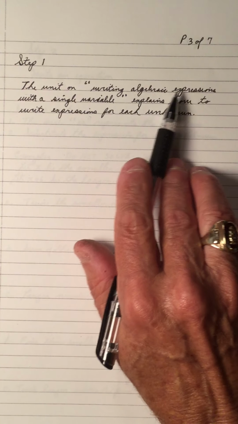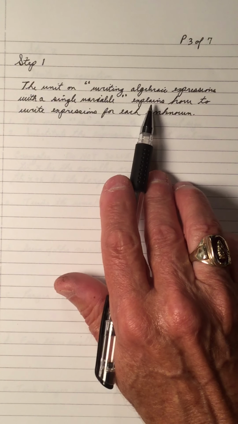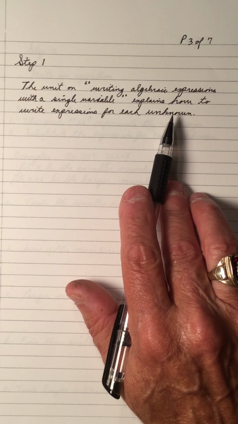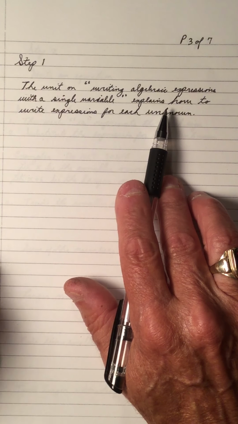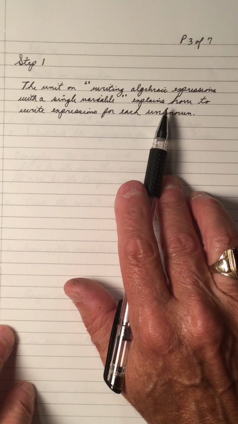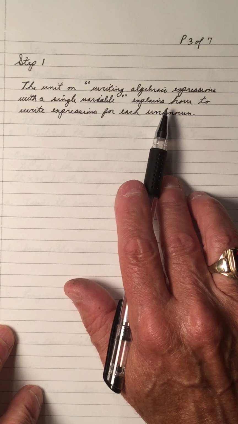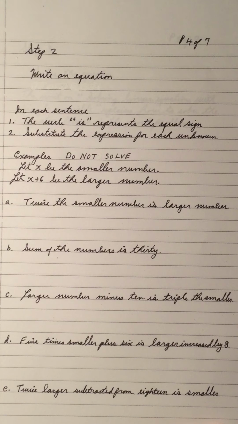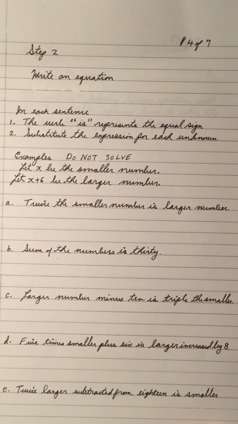Step 1. The unit on writing algebraic expressions for a single variable explains how to write expressions for each unknown. I did a unit on that, and you should review that unit before you try to solve any word problem. If you can't write out the algebraic expressions, you're not going to get the right equation, and you will not get the right solution. So step 1 is write an expression for each unknown.